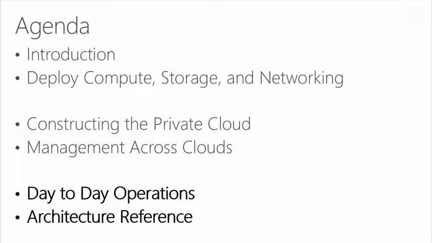In the first two videos, we talked about how to deploy your compute, storage, and networking underlying fabric resources. In the second video, we talked about how to take those physical resources and build your cloud environments and support multi-tenant environments. And here we're going to talk about some of the day-to-day operations, things you're going to have to come across, whether it be optimizing your resources for best utilization to managing those services that your end users or customers are going to be deploying. And then we'll talk about the architecture reference.